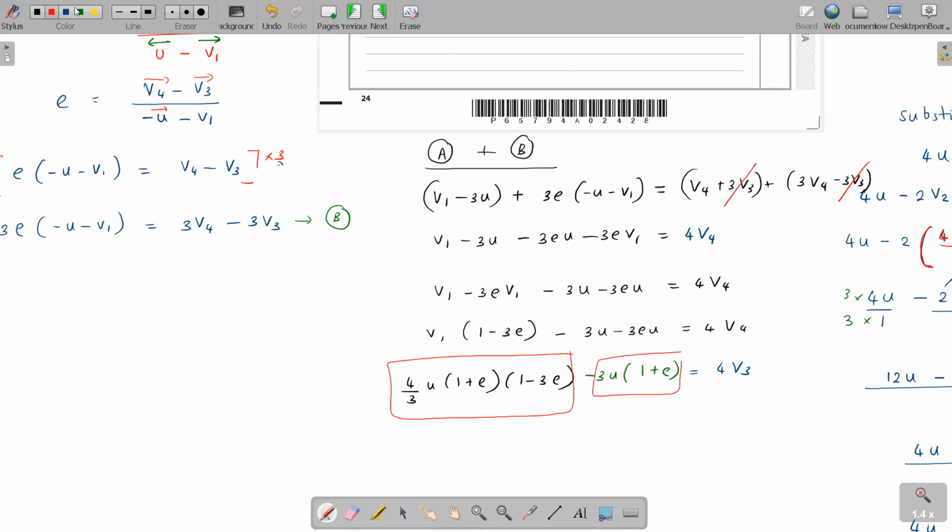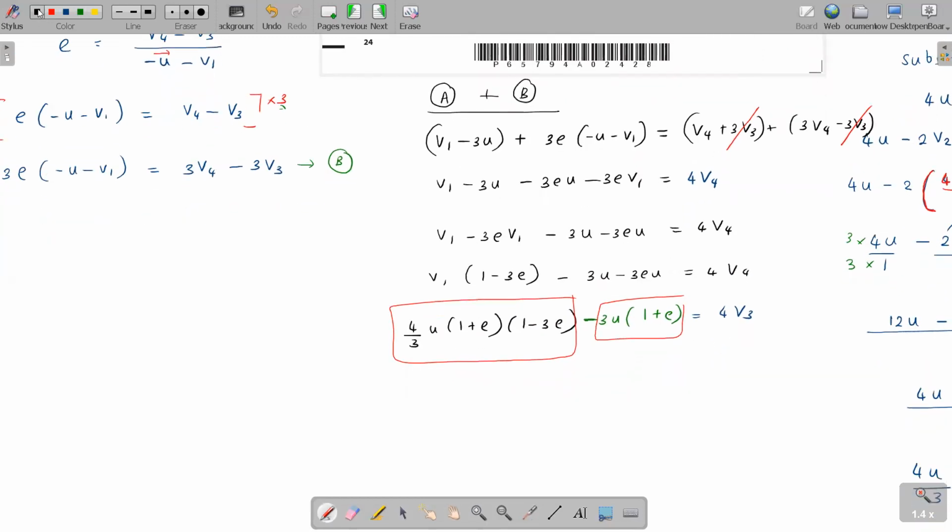There are two terms here separated by the negative sign. So what you can do right now is take the common thing out between the two terms to make it easier for you. Between the two terms, u times (1 plus e) is common. So write the remaining thing: 4 over 3. When u and 1 plus e go, just minus 3 is remaining.